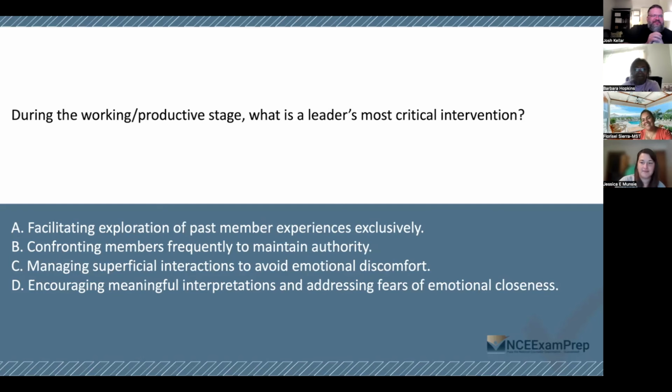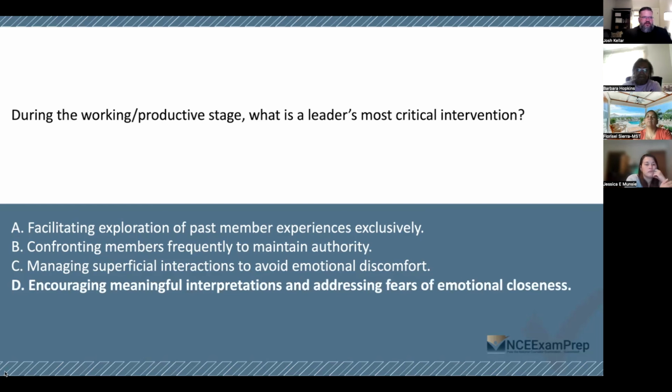Okay. During the working and productive stage, what is a leader's most critical intervention? Facilitating exploration of past member experiences exclusively, confronting members frequently to maintain authority, managing superficial interactions to avoid emotional discomfort, or encouraging meaningful interpretations and addressing fears of emotional closeness. D. Good. Yes, D. Everybody's choosing D. That was an obvious one, I think.